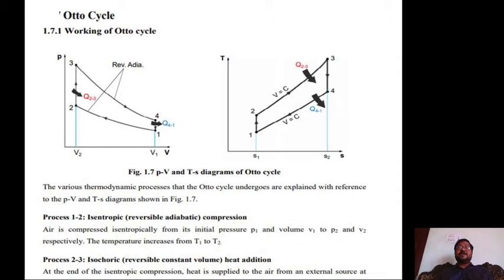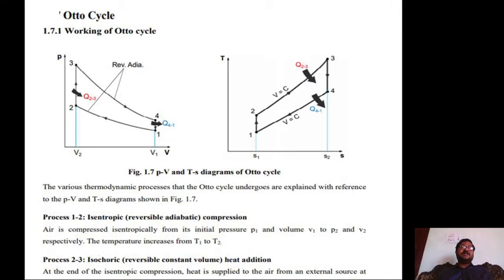If you look into the TS diagram, process 1 to 2 is isentropic, entropy is the same. If you draw the line to the S axis, both state 1 and state 2 fall on the same point. That's why it is called the isentropic process. The process 1 to 2 is the isentropic or reversible adiabatic compression.